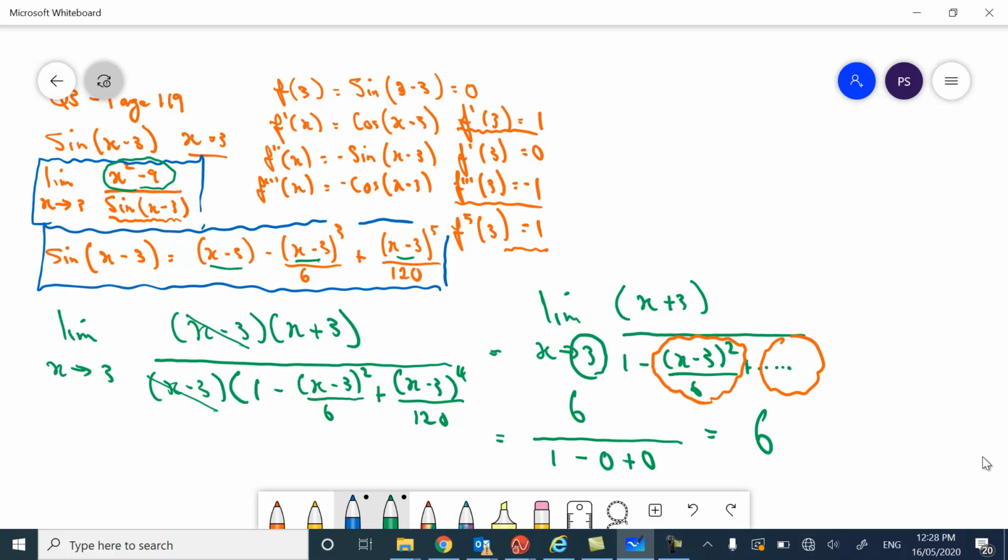Okay, so that's the third type of application. I've got one more application to do, and that will finish off that option on calculus.